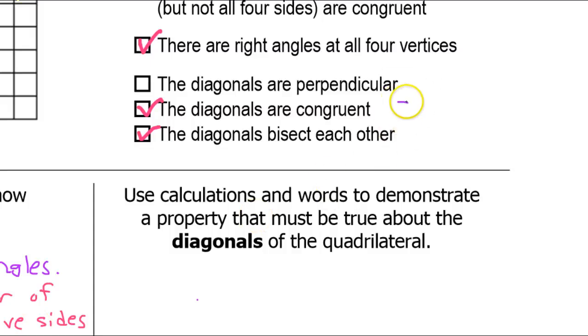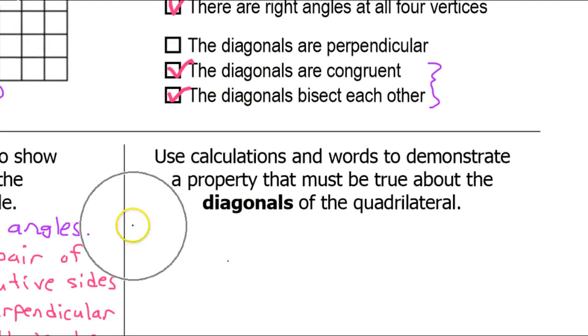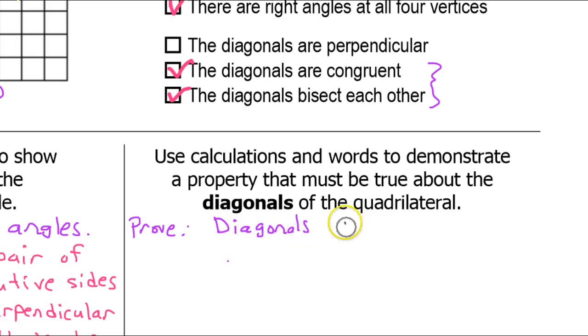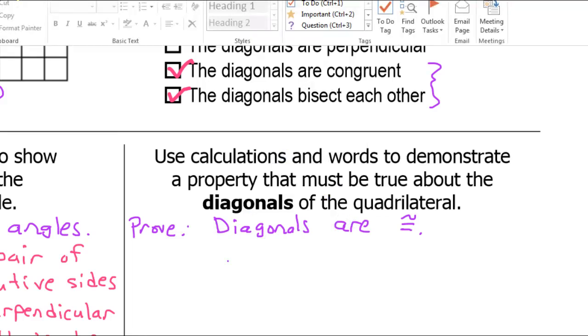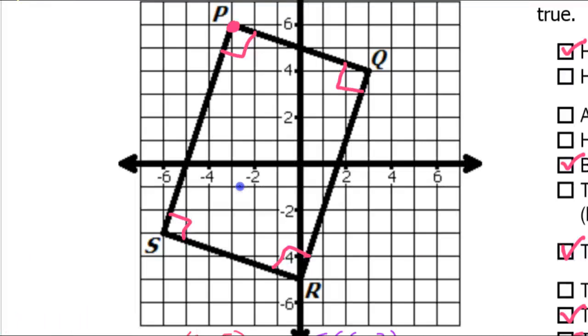Technically, the way they worded it, we have two properties about the diagonals. The diagonals are congruent and the diagonals bisect each other. I'm going to prove the first one, but we could have done either one. So let's prove the diagonals are congruent. All right, well, that just means I need to find the length of each diagonal and see if they're the same. So that should be pretty easy.